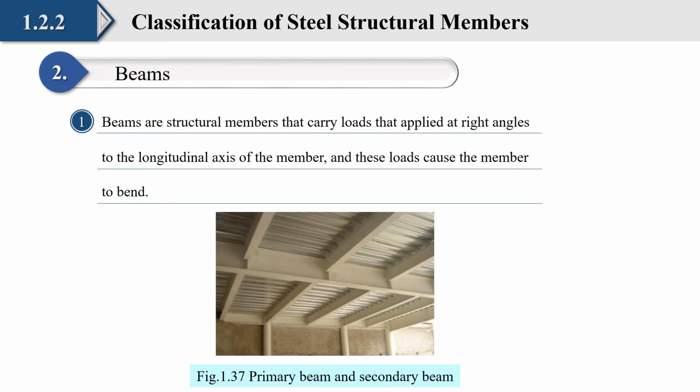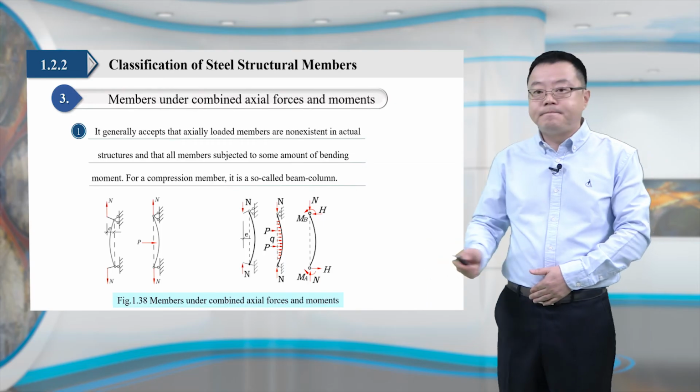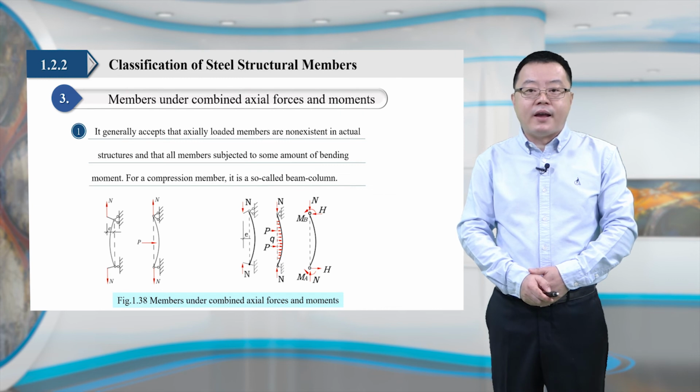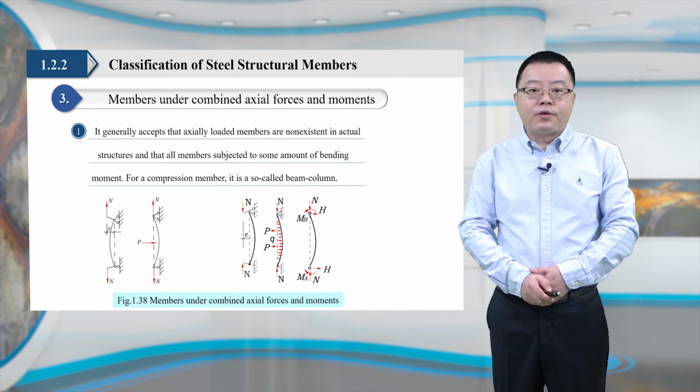The third is beams, which are structural members that carry loads that are applied at a right angle to the longitudinal axis of the member, and these loads cause the member to bend. The last two are members under combined axial force and moments, shown in Figure 1.38.